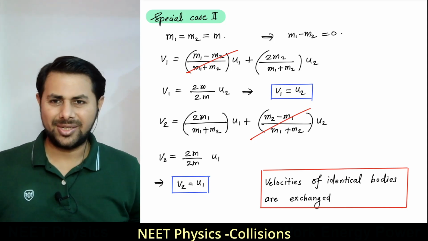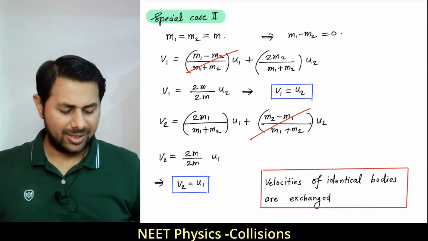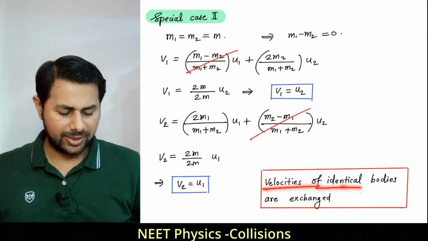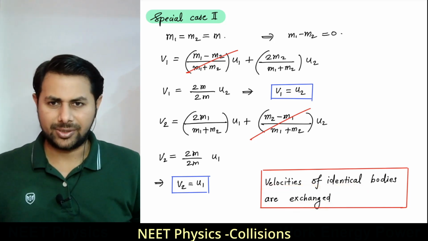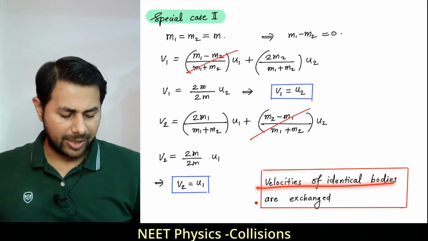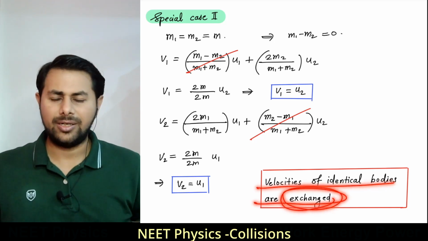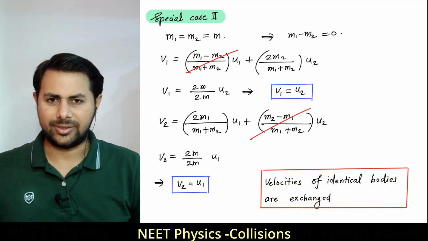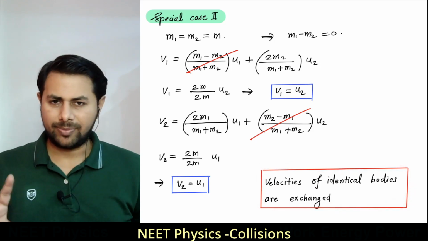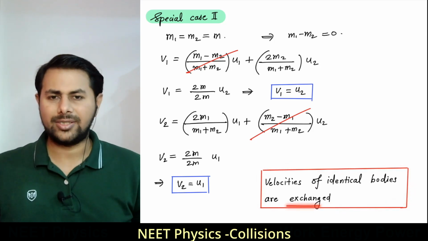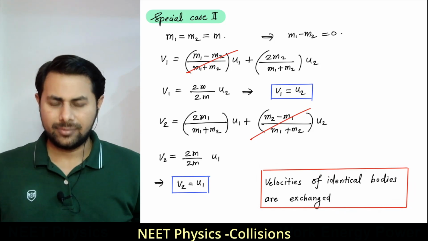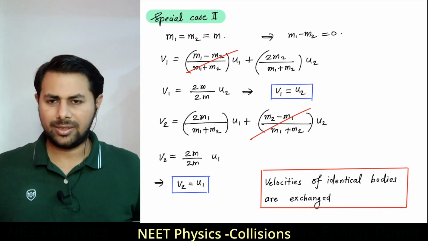So if two bodies hit each other elastically and their mass is the same, then velocities get exchanged. Velocities of identical bodies are exchanged in a perfectly elastic collision. This thing we need to remember, that velocities of identical bodies are interchanged. So, is this thing clear? Yes, no?